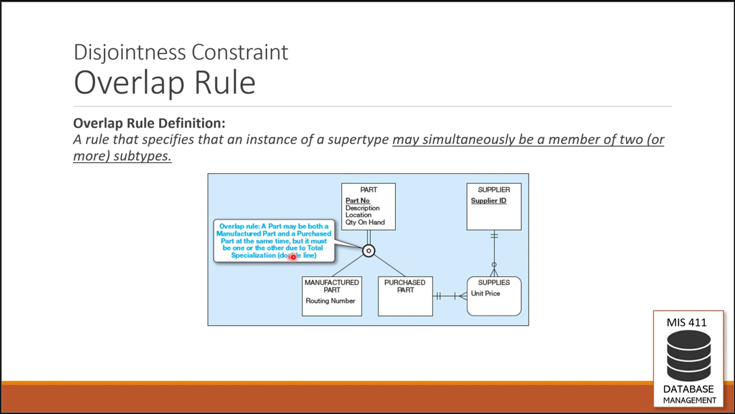But it must be one or the other due to total specialization, the double line. I don't want to complicate things at the moment. We're going to talk about the combination of disjointness and completeness in a couple of slides. For now, just realize that because of the overlap rule, because of the O, a part can be both a manufactured part and a purchased part simultaneously.